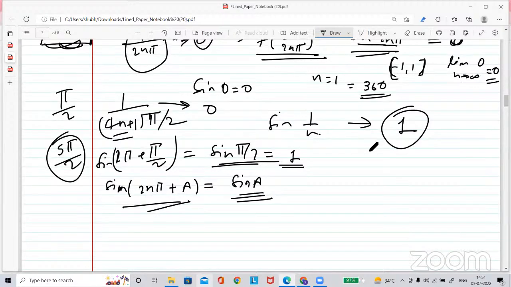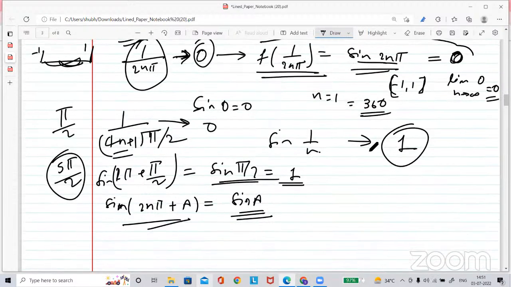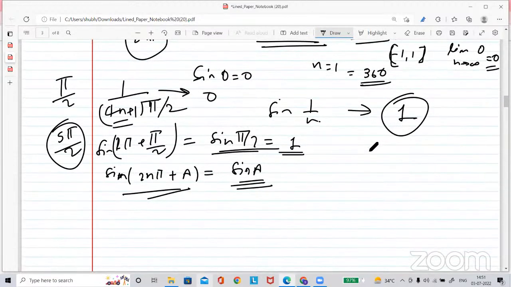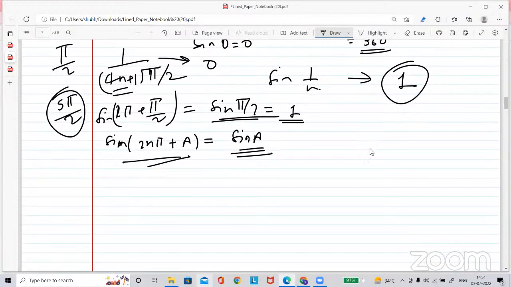Sir, it will be easy to remember that 2 pi is a circle. So every time you cross 2 pi, you come back to the original position. Yes. Actually, it works like this.